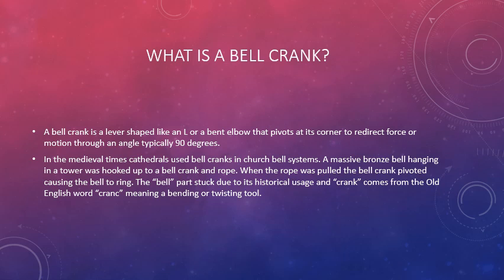In medieval times, when they had a whole bunch of cathedrals with monks, they used bell cranks in church bell systems, which had a massive bronze bell hanging in a tower that was hooked up to a bell crank and rope. When the rope was pulled, the bell crank pivoted, causing the bell to ring. The bell part stuck due to its historical usage, and crank comes from the Old English word crank, spelled with a C, meaning a bending or twisting tool.